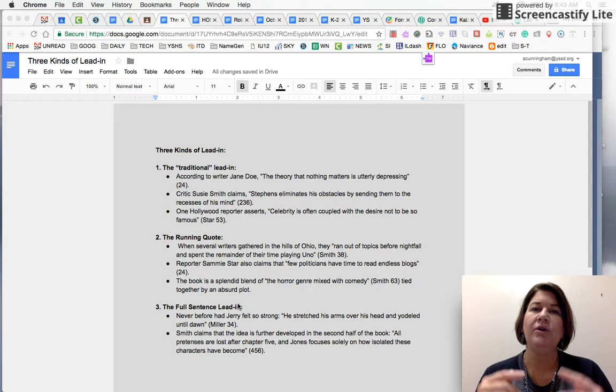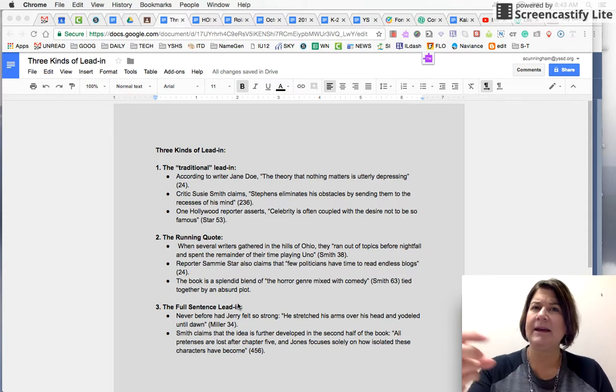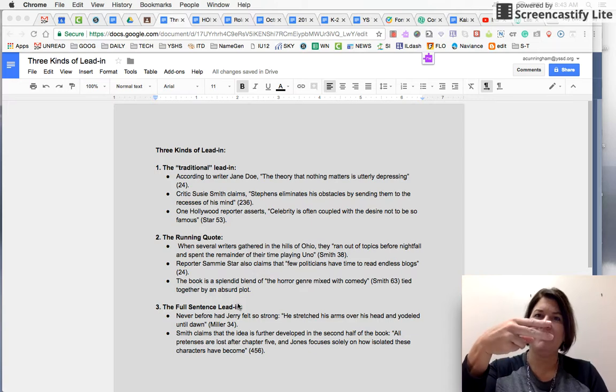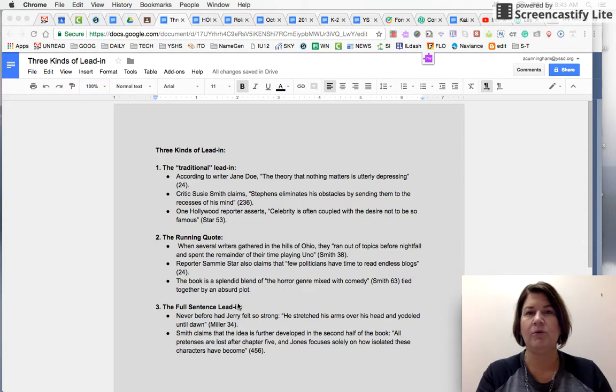So do you see how the quoted portion comes after that full sentence? Never before had Jerry felt so strong. That's a full sentence. But in this case, it's saying like, wait, there's more. So put a colon at the end of your full sentence lead-in and then your quotation marks and your quote. If you have an MLA citation, it goes after.